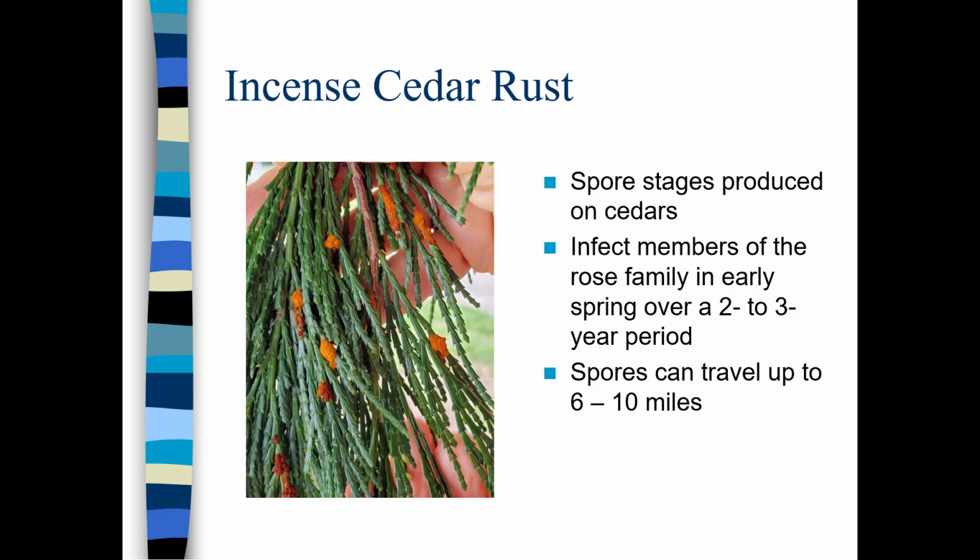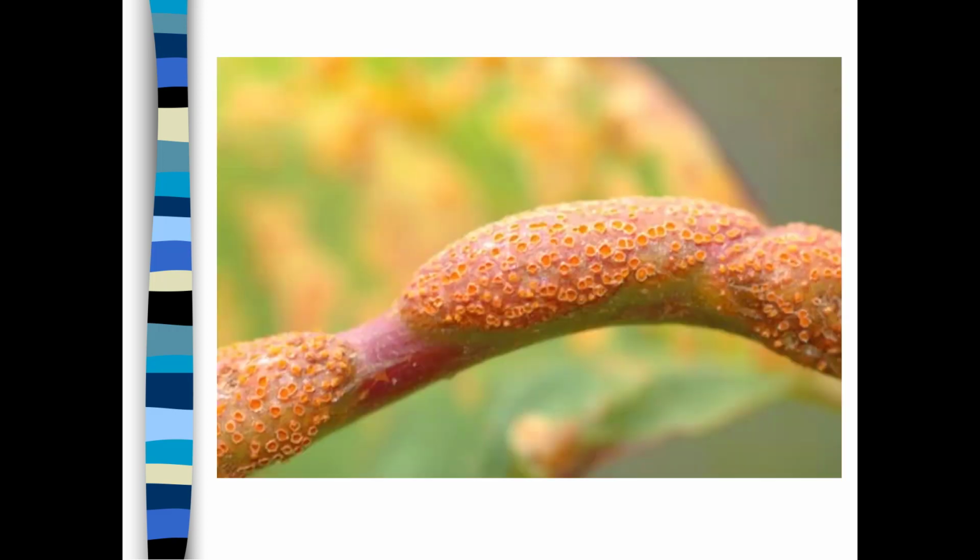And so what it'll do is it'll infect members of the rose family in early spring over a 2 to 3 year period. And I looked everywhere for any sort of sign of this on any rose family plants. There was nothing in the area. But spores can travel up to 6 to 10 miles, so it's a real problem. Again, here's a picture, a close-up of the pustules on the stem.